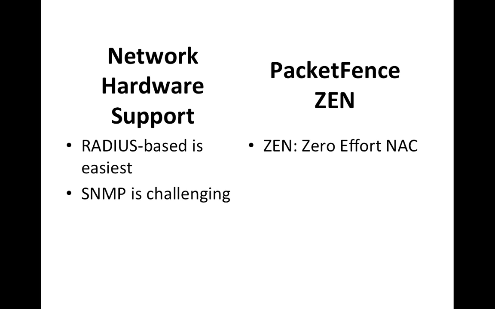Radius-based is the easiest network hardware support that they have, and SNMP is the most challenging network hardware support that they deal with. PacketFence Zen. Zen stands for Zero Effort NAC. Zen is a VMware virtual appliance. It is pre-installed and pre-configured.